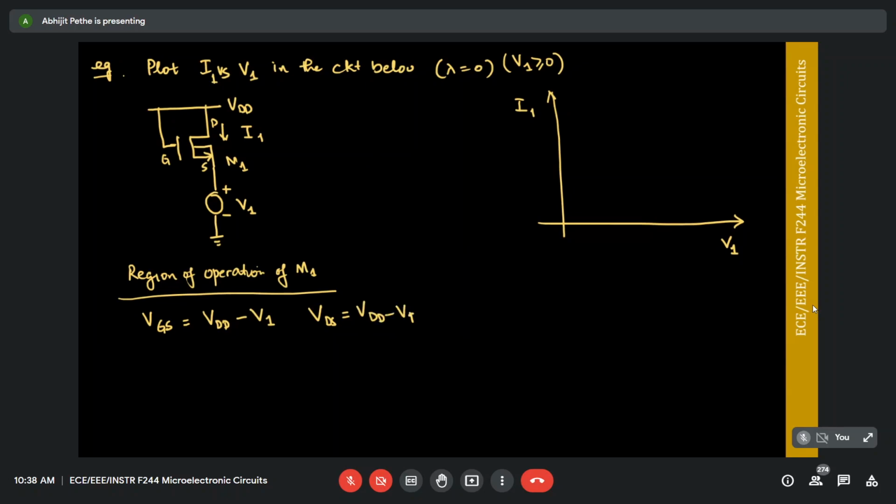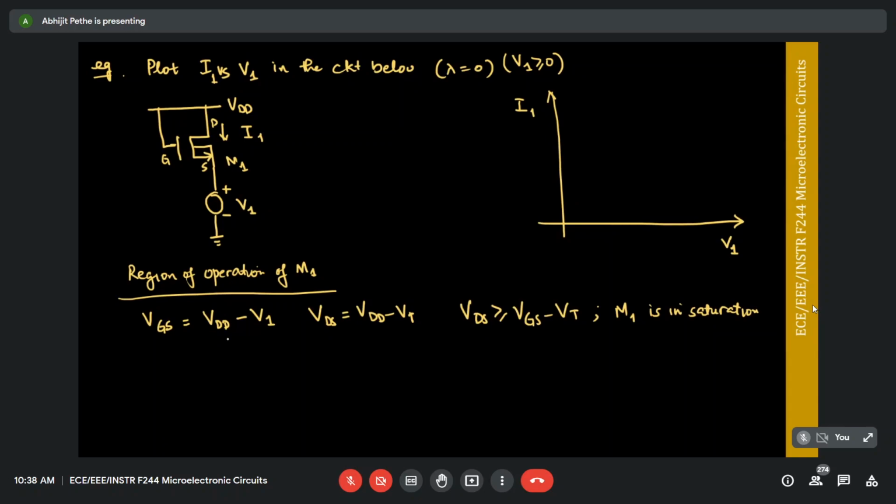So if VGS is equal to VT, what region of operation is the transistor in? Saturation. So first thing is, because VDS is always greater than VGS minus VT, right? Transistor is in saturation. So first thing, therefore, is that at no point is the transistor going to go into linear region. The transistor is always in saturation region.